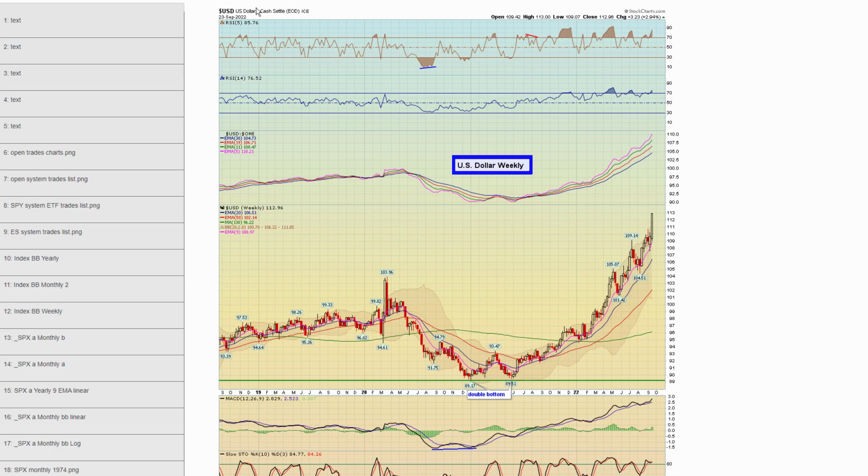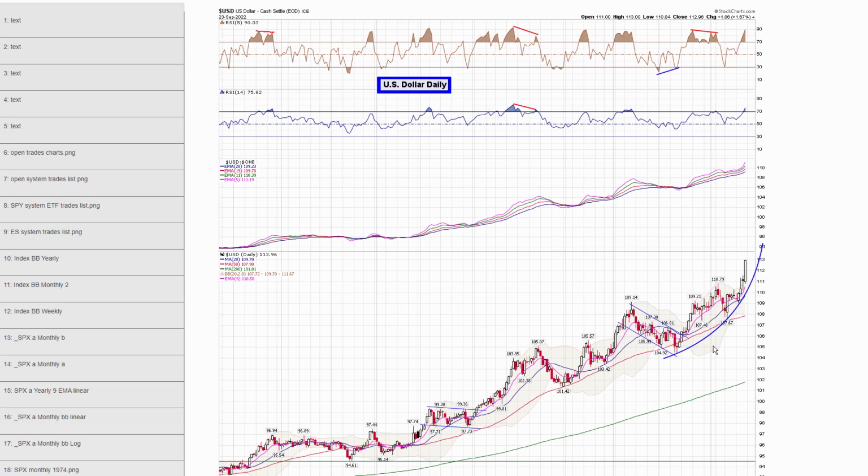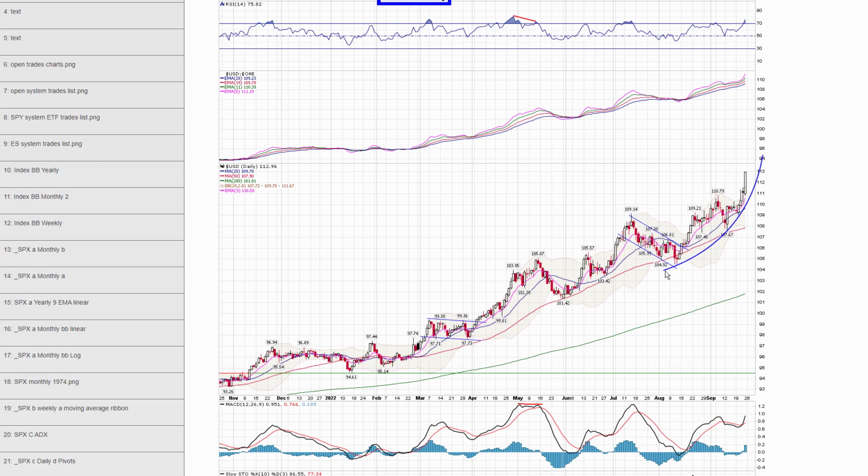Chart 63, weekly view of the dollar, up almost 3% for the week. Look at this move, going parabolic. Had a perfect double bottom back here in 2021. Next, chart 64, US dollar daily view. Short term, it's starting to go parabolic. Be aware of that.